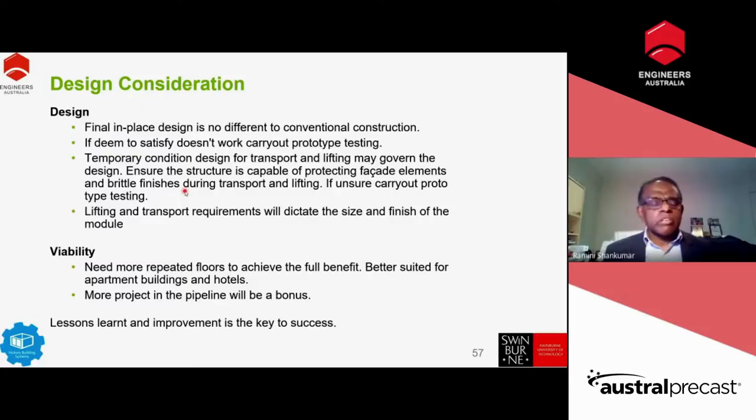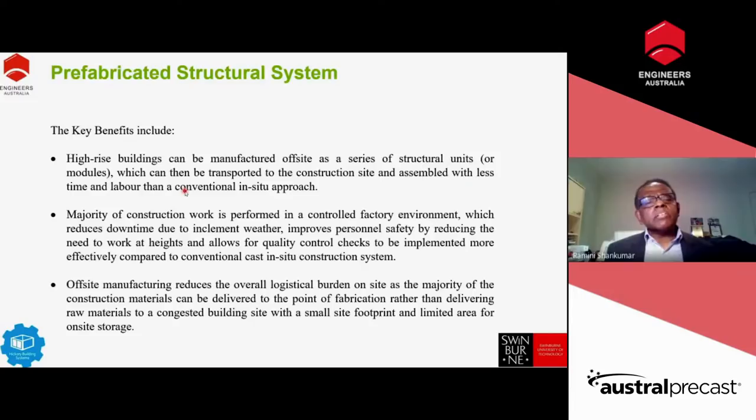And most importantly, lessons learned and improvement is the key to success. We have to learn the lessons. Safety is more important. Fail-safe system is the language I always use, to save the people. Even if the building cracks and fails, we have to save the people. That is our theme.